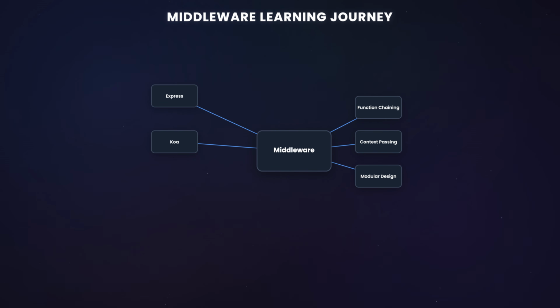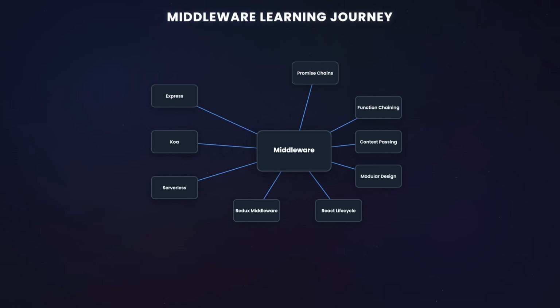The middleware pattern appears across frontend and backend. Redux middleware, React lifecycle, promise chains all use similar concepts. This foundational knowledge makes you better across the entire stack.